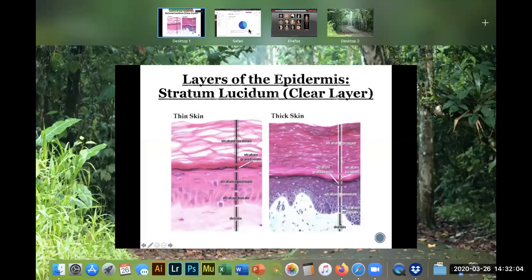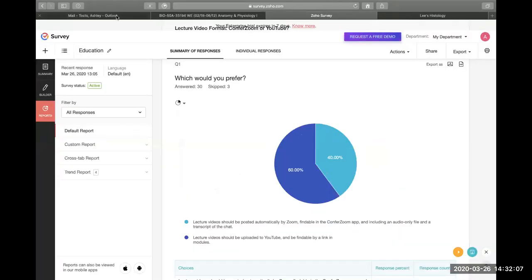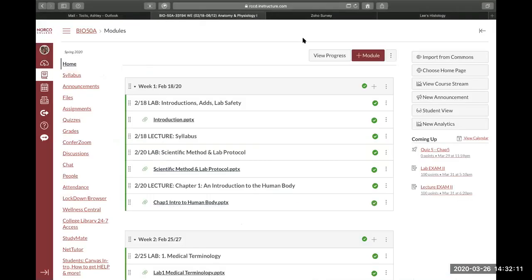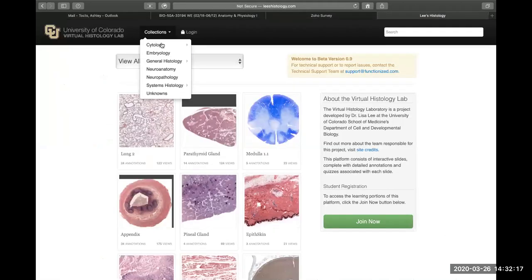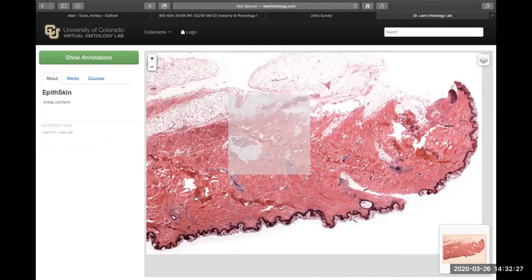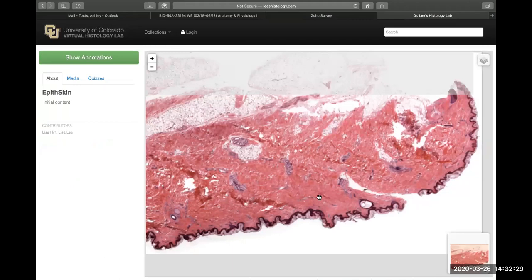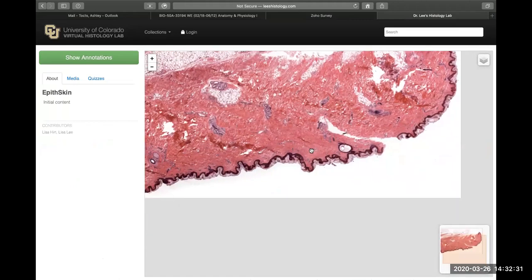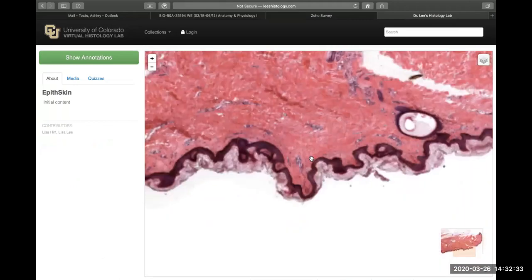So let's see what kinds of... oh, that's not what I wanted. I wanted that, and go to Lee's. Let's see what we got for a skin sample. Cool. Okay, so here we are in Lee's Histology virtual histology lab.